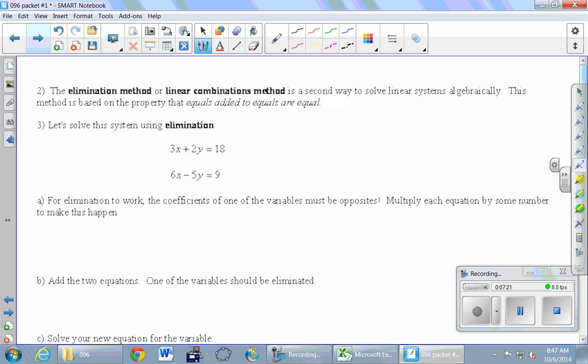Thank you. Okay, so let's take a look at number 3. We're going to solve this system of equations using a different technique. We're going to use something called elimination. So in part A, it gives the main idea.